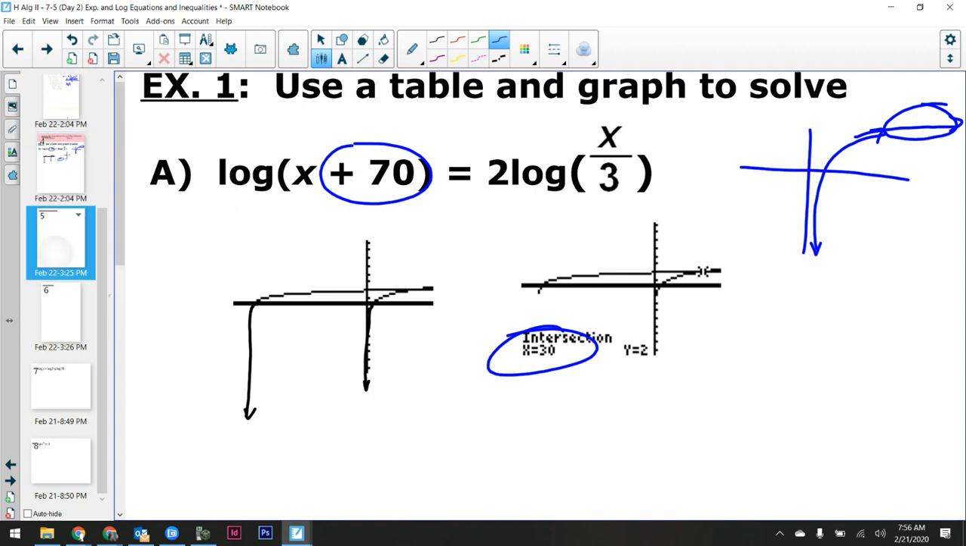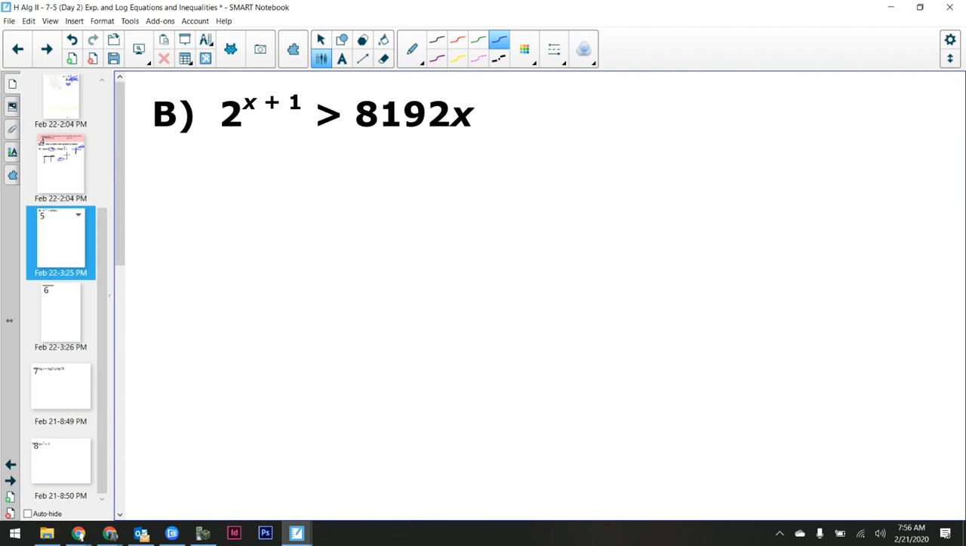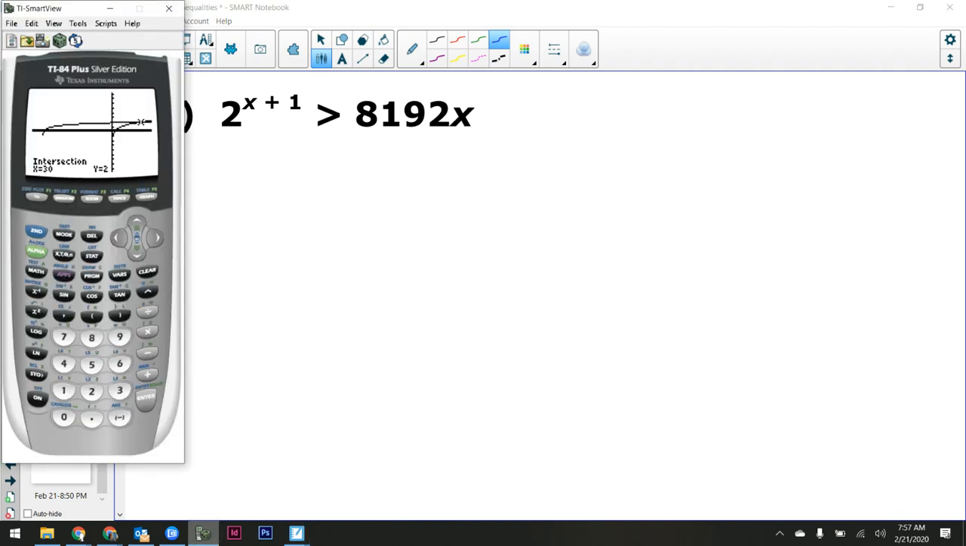All right. So what if we change this into inequalities? I am not actually finding the intersection point now. I'm finding where it's going to cross and which one's going to be bigger than the other, right? So let's do the exact same method.